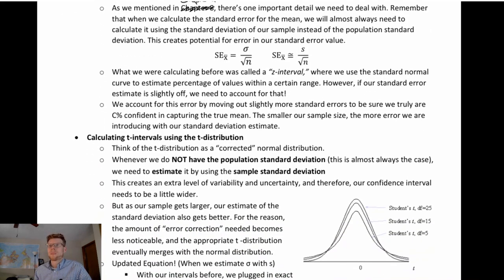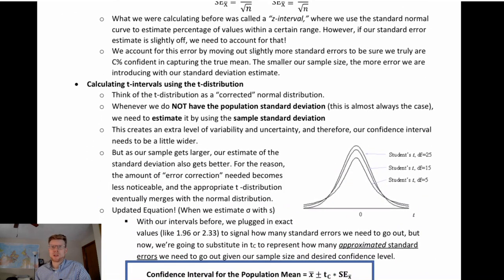Okay, so there's this thing called the T distribution. And the T distribution you might also think of as a corrected normal distribution, or a normal distribution with fatter tails, which might sound a little bit silly, but that's really what it is. It's not the normal distribution, but it's still symmetric about the mean, and it's just going to be stouter and wider at the tails. So you can see these examples here.